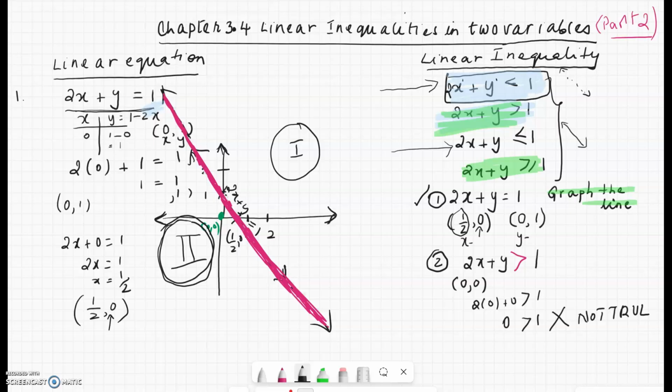You picked a point, you plugged it in, and you got a statement that is not true. What does this tell us? That region 2 is not the solution. It's region 1. So what do we do? We shade region 1, which is the other side.